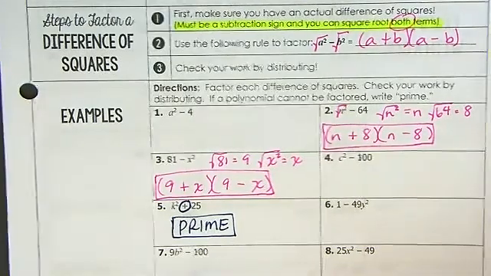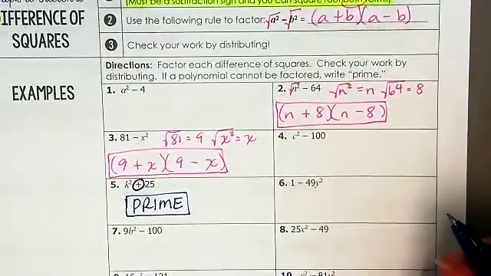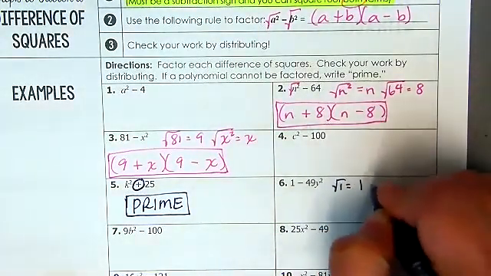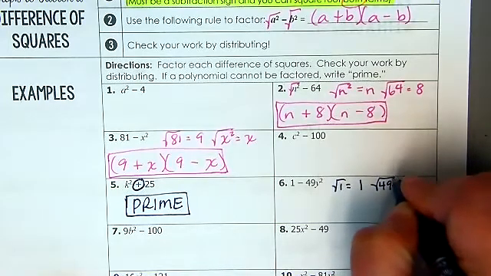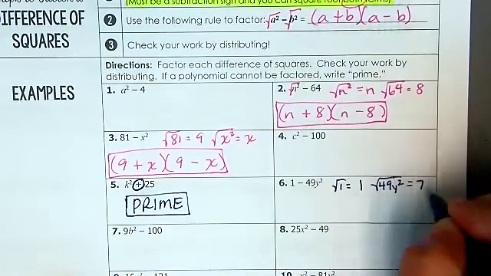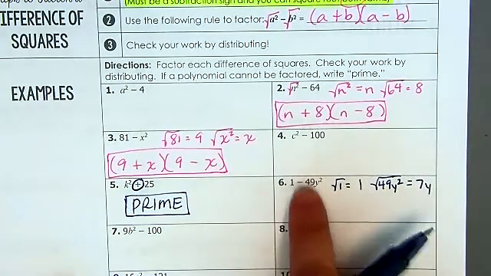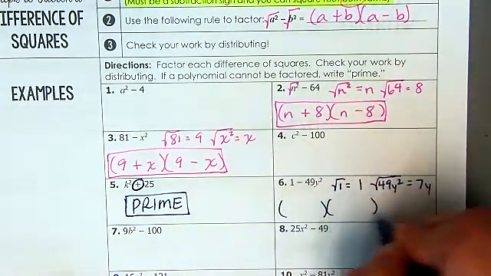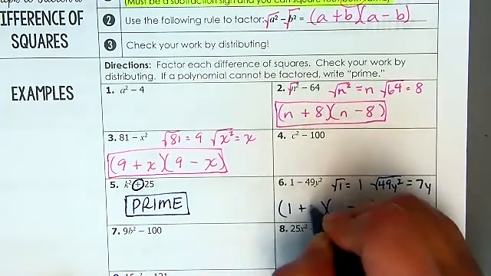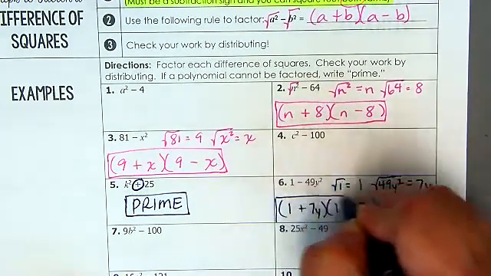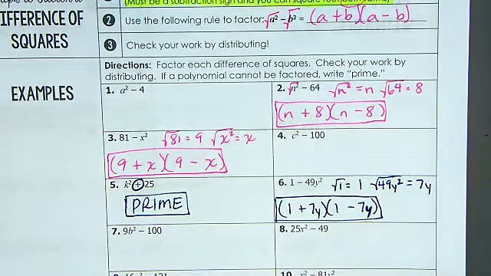Okay, let's look at number 6. We're pulling some variables in with the terms at this point. What's the square root of 1? 1. What's the square root of 49y squared? The square root of 49 is 7. The square root of y squared is y. So both of these are perfect squares and it is subtraction. So this is a differences of squares, and I have 1 plus and 1 minus: 1 plus 7y, 1 minus 7y. And there we go. There's the factored form of 1 minus 49y squared.